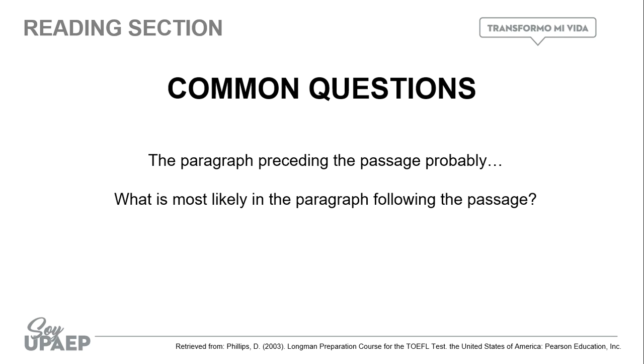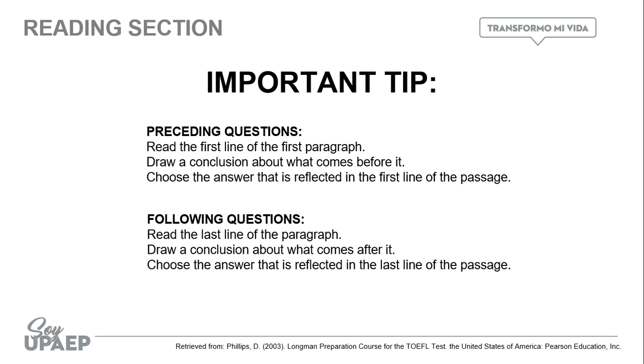What are some common questions that we can find when we are asked about transition questions? When it is about preceding information, we have the question, the paragraph preceding the passage probably. When it is related to following information, the question could be, what is most likely in the paragraph following the passage?